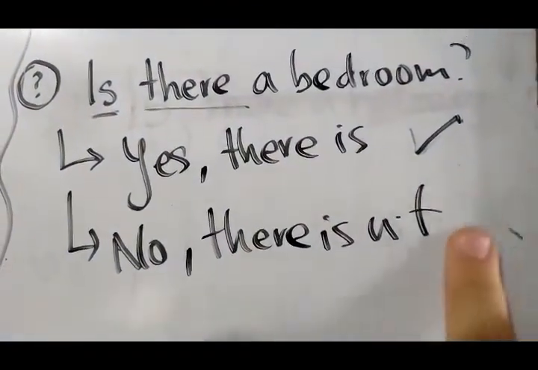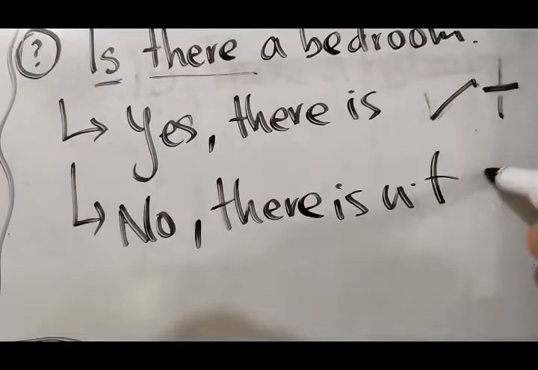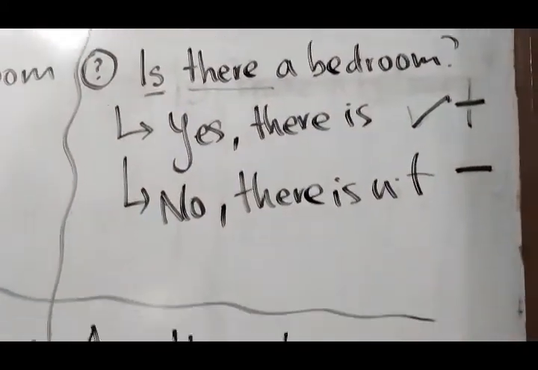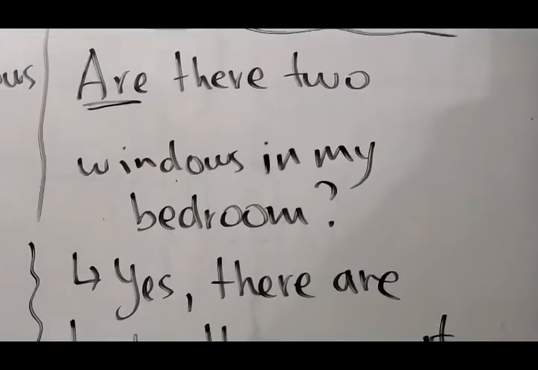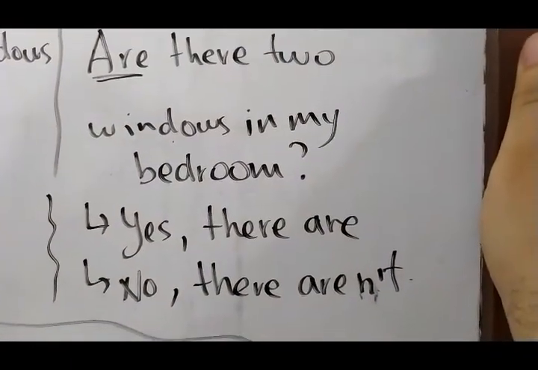Afirmativa y negativa. No coloquemos esto, de pronto van a pensar que es que está malo. Sería de manera afirmativa si la hay y de manera negativa si no la hay. Va a responder a esa pregunta. So, let's go with the negative. Are there 2 windows in my bedroom? ¿Hay 2 ventanas en mi cuarto?